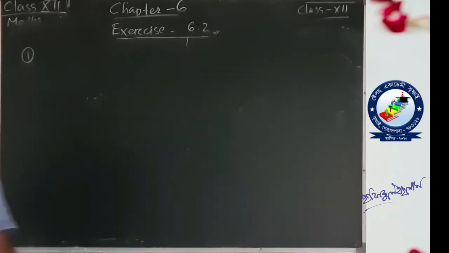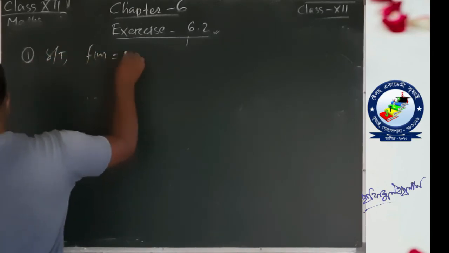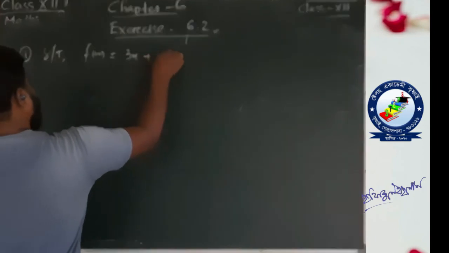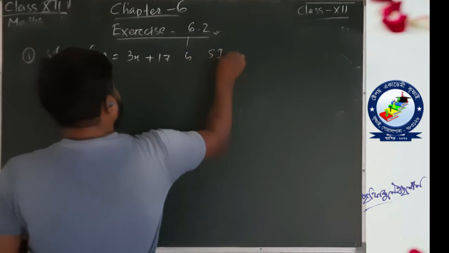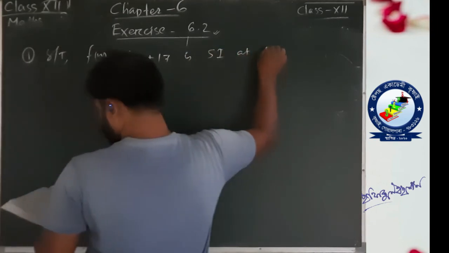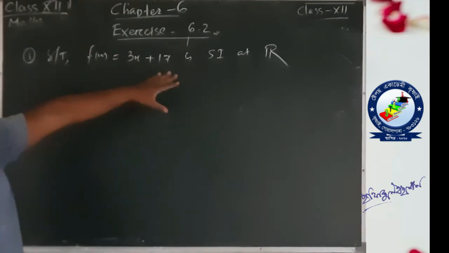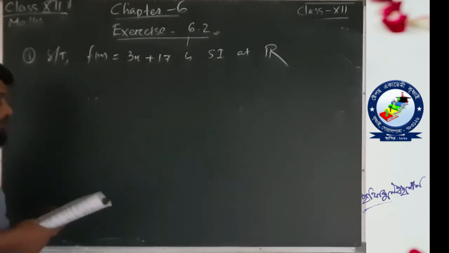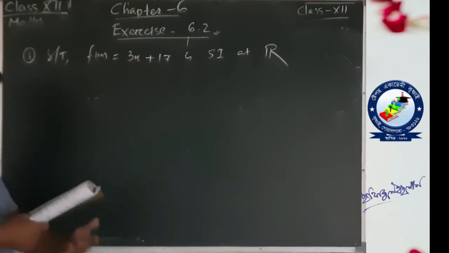Okay, see question 1. Question 1 is given: show that f(x) equal to 3x plus 17 is strictly increasing at all real numbers.